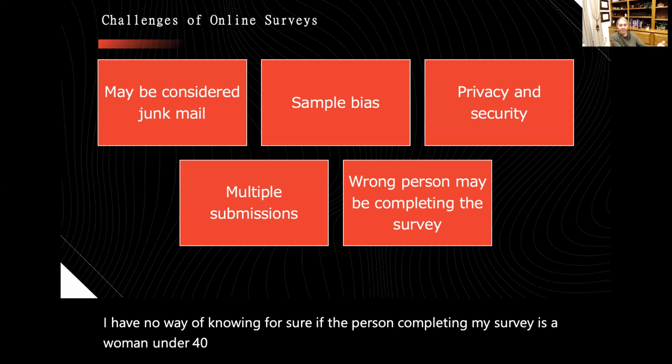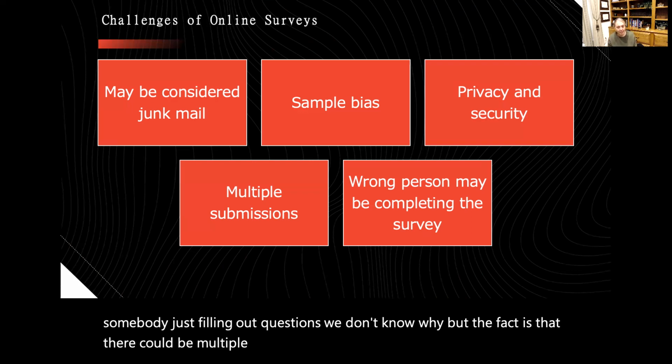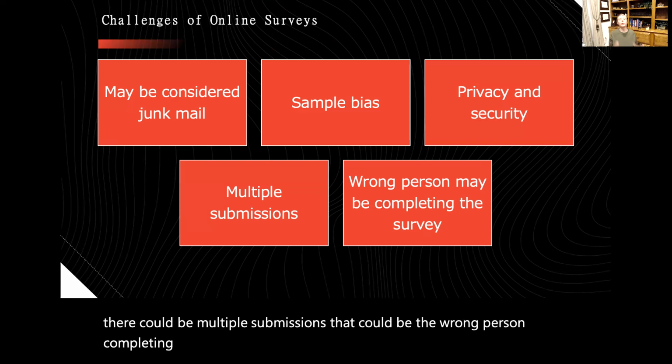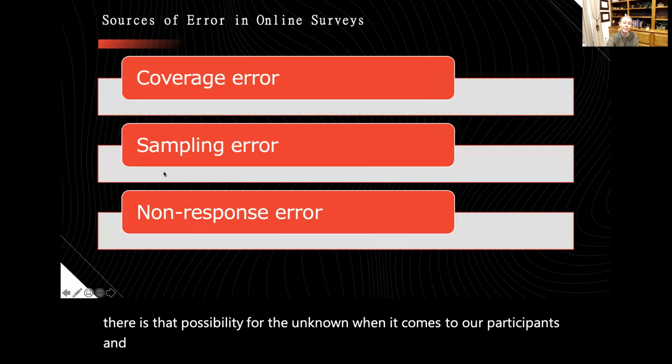It could be somebody pretending to be. It could be somebody just filling out questions. We don't know why, but the fact is that there could be multiple submissions. There could be the wrong person completing the data. So we just want to take into consideration that there is that possibility for the unknown when it comes to our participants in online data collection.